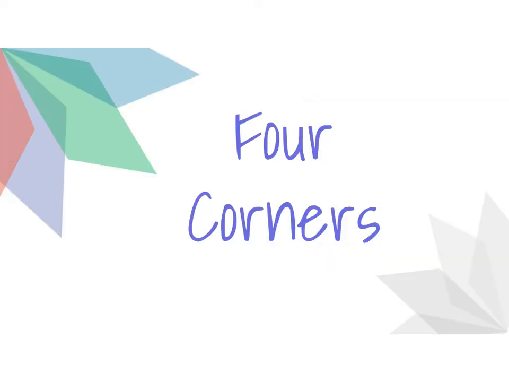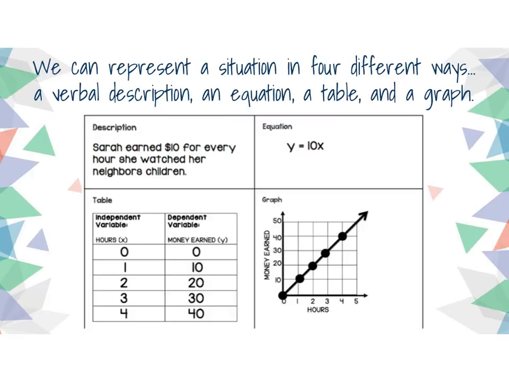Now that we've learned all the ways that we can write representations of situations, we're going to put all of the representations that we've learned together into 4 corners. We've learned how to represent a situation in 4 different ways: a verbal description, an equation, a table, and a graph. Down below is a pre-done example of 4 corners. On the next slide, we are going to put together 4 corners for a new situation.